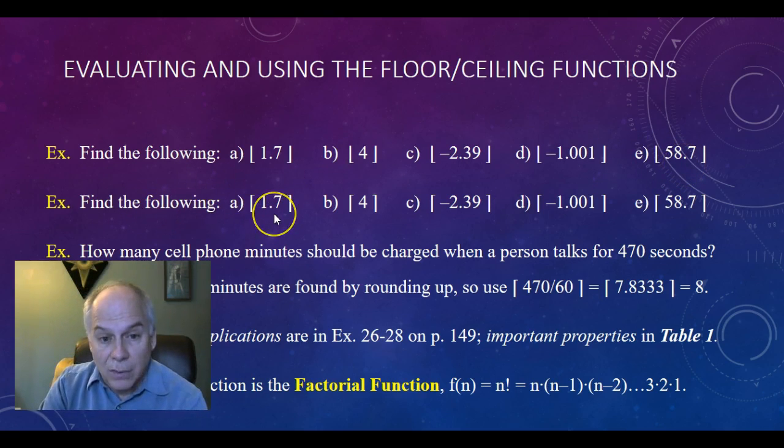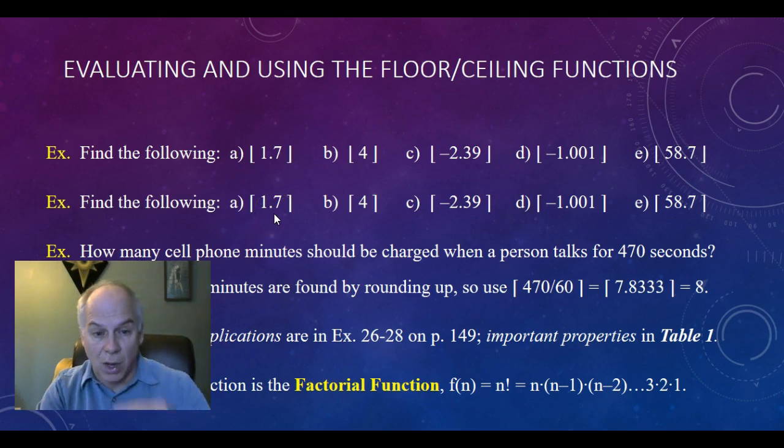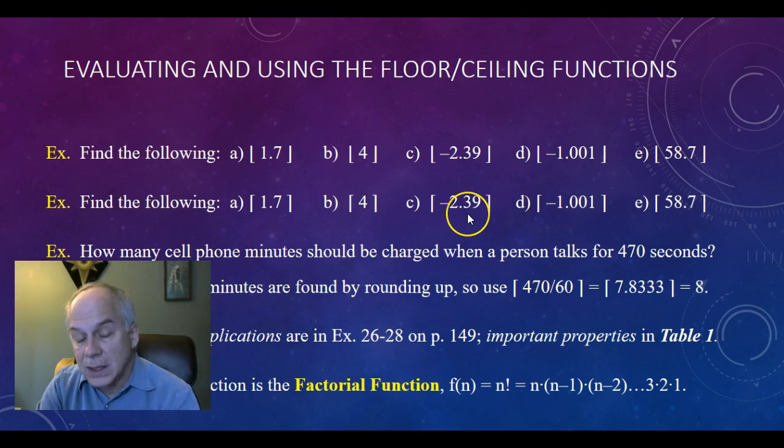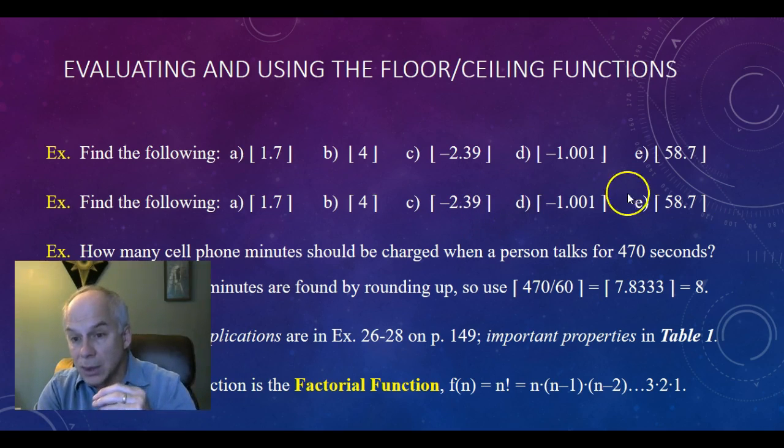Now, for the ceiling function, well, we're going to go up to the next integer. So it's 2 for A. For B, it's still 4. C, up to the next integer, so that would be negative 2. And up to the next integer, it would be negative 1. And then up to the next integer here would be 59.